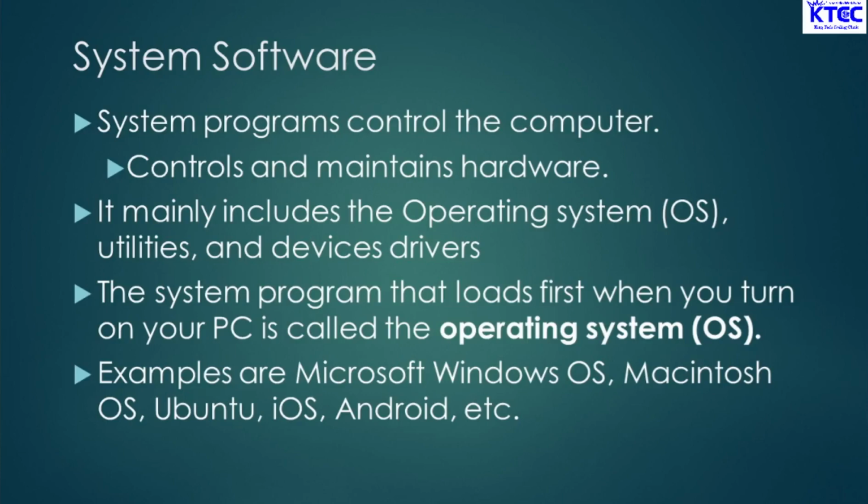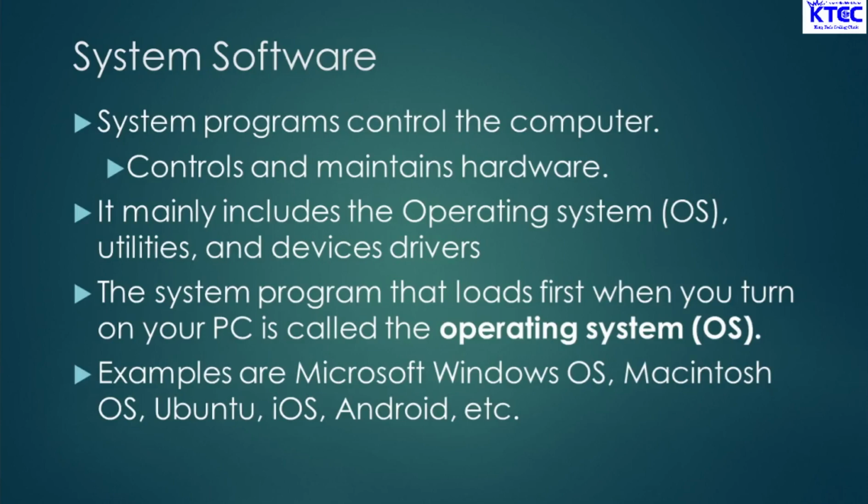Now the system program that loads first when you turn on your PC is called the operating system. Basically, when you press the power button and the computer begins to load, the program that loads first is what we term as the operating system. So now let's look at some examples of the operating systems we have.